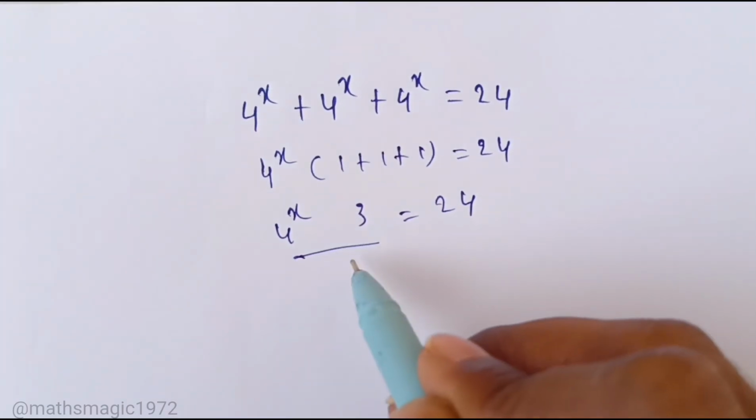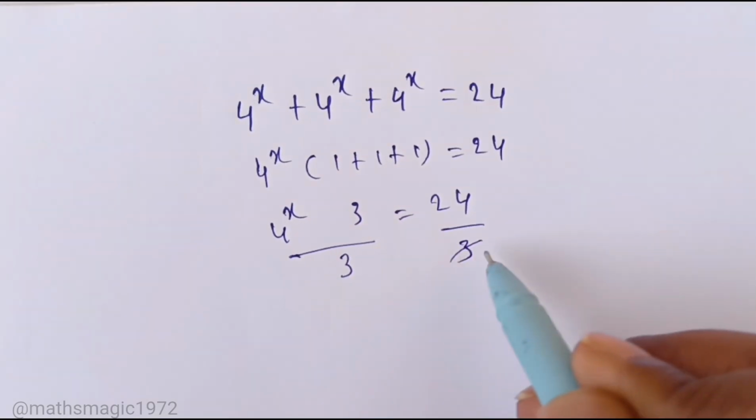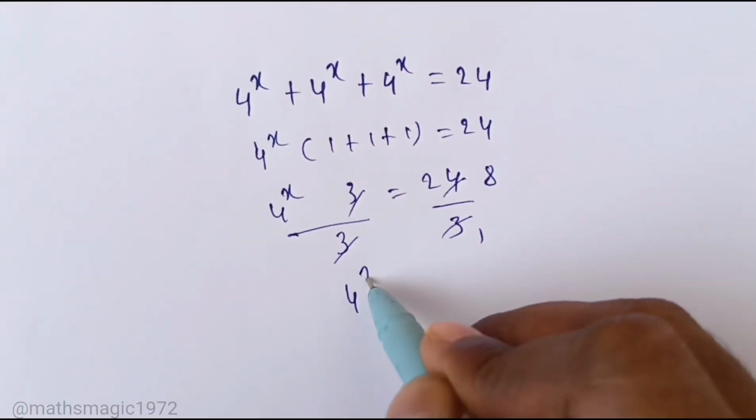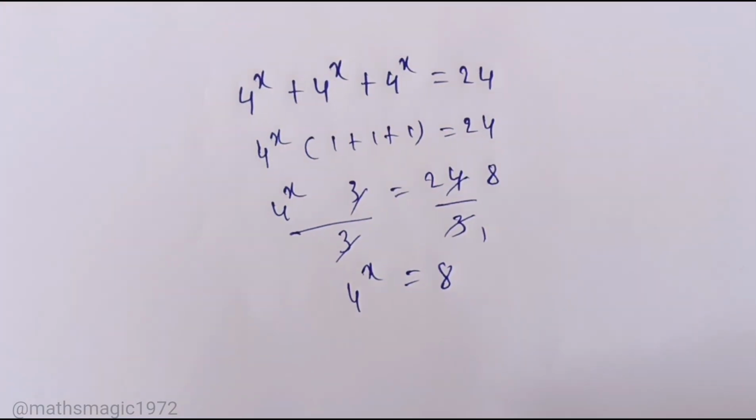Dividing both sides by 3, we get: 3 ones are 3, 3 eights are 24, the 3s cancel. 4 to the power of x is equal to 8.